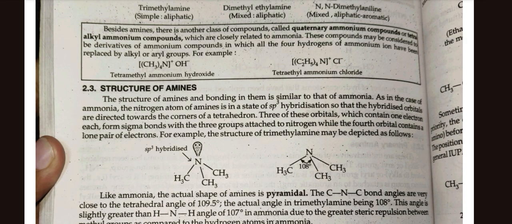Structure of amines. The structure of amines and bonding in them is similar to that of ammonia. As in the case of ammonia, the nitrogen atom of amines is in a state of sp3 hybridization, so that the hybridized orbitals are directed towards the corners of a tetrahedron. Three of these orbitals, which contain one electron each, form sigma bonds with the three groups attached to nitrogen, while the fourth orbital contains a lone pair of electrons. For example, the structure of trimethylamine may be depicted as follows: sp3 hybridized.